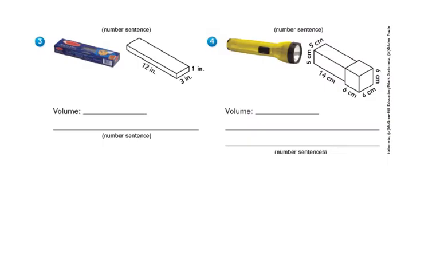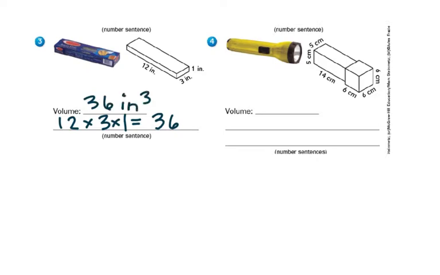Continuing down the page, here we have, I don't know, what is that? Noodles? We're going to take length times width times height. 12 times 3 times 1. We can do this in our head because we should know our multiplication facts through 12. 12 times 3 is 36. And then 36 times 1 is 36. So the volume of this box is 36 inches cubed.